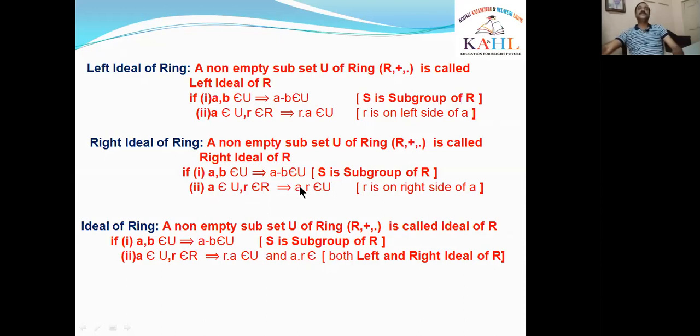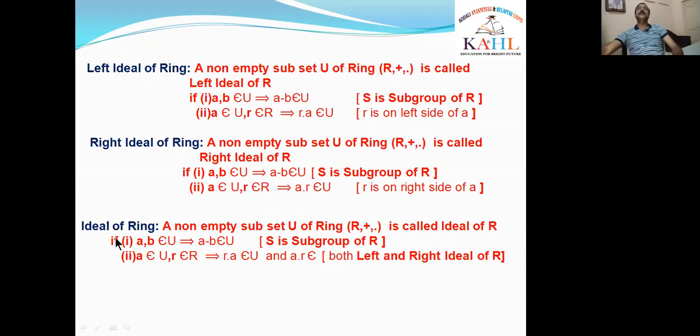If we observe the difference between the left ideal and the right ideal, the only difference is this: if r is multiplying on the left side of a, then it is said to be a left ideal. If r is multiplying on the right side of a, then U is said to be a right ideal of the ring R.